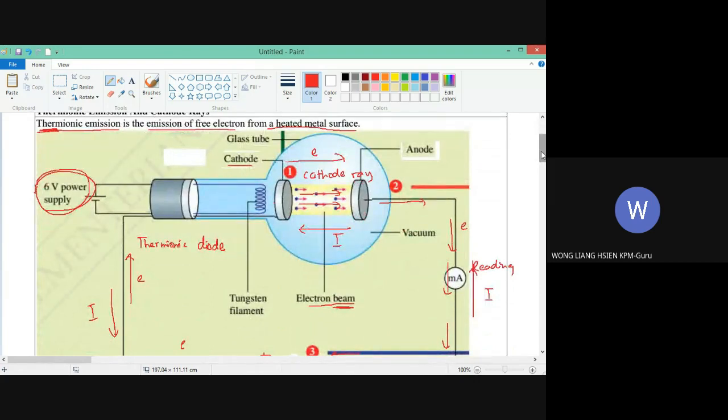Until here, any questions? Can you understand how the thermionic diode works? Can you understand how the thermionic diode functions?